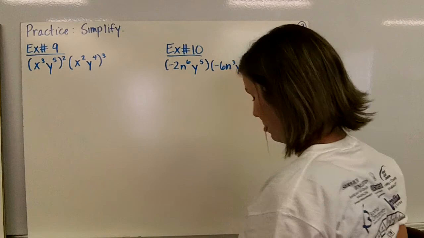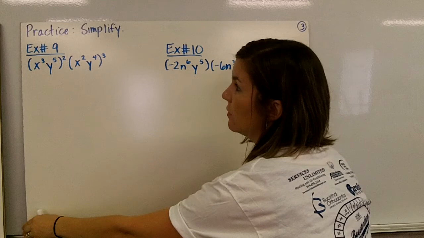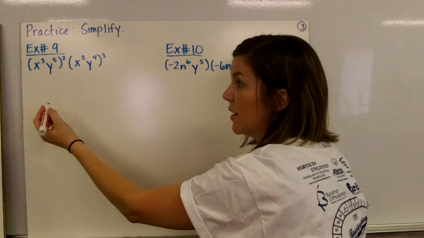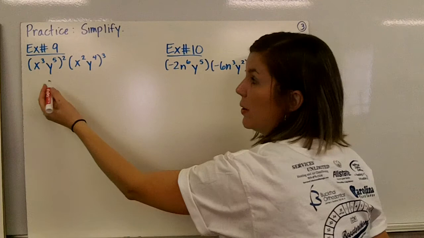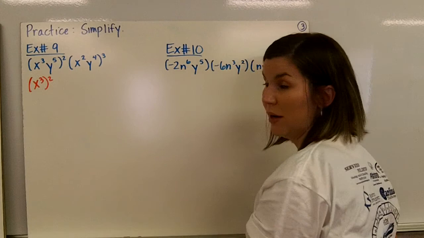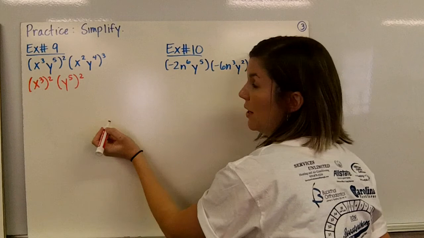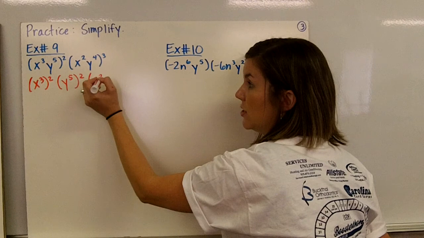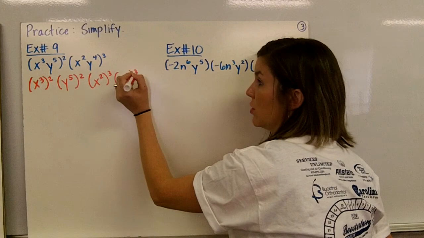A couple practice problems. We're going to simplify. So we have example number 9. X to the 3rd, y to the 5th raised to the 2nd power times x squared, y to the 4th raised to the 3rd power. So let's do this first part. X to the 3rd to the 2nd power, y to the 5th to the 2nd power. And now each of these becomes to the 3rd power. So x squared to the 3rd power and y to the 4th to the 3rd power.